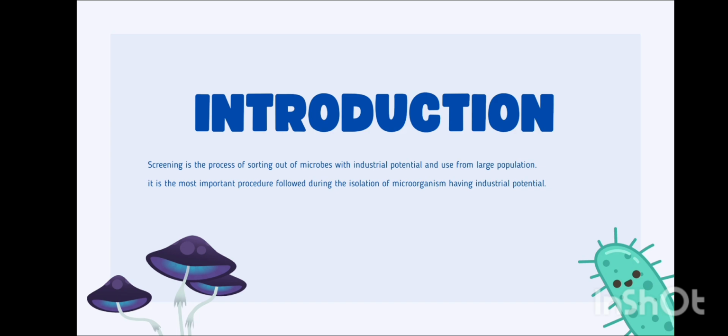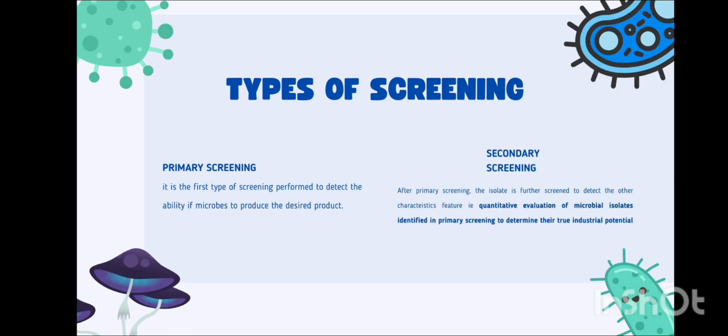In the screening process, the organism is screened for the production of products like antibiotics, amino acids, vitamins, growth factors, enzymes, organic acids and other industrially important products by the microorganisms. There are two types of screening process employed in industrial microbiology to screen for microorganisms. One is known as primary screening and the other is known as secondary screening.